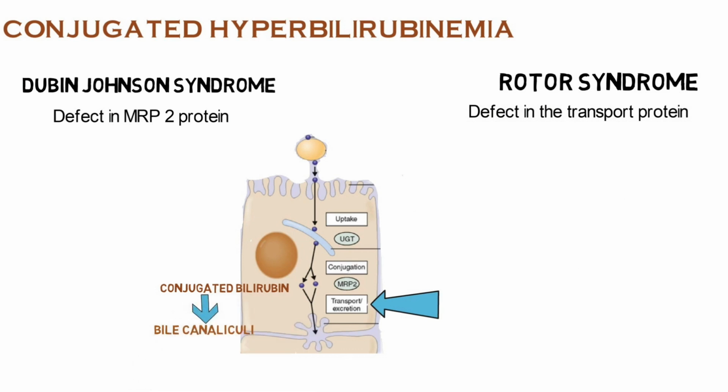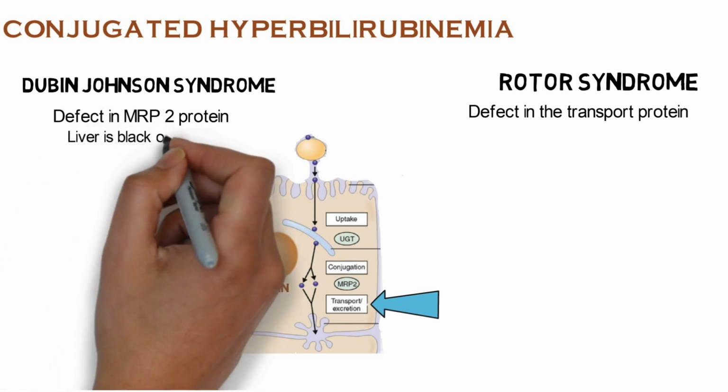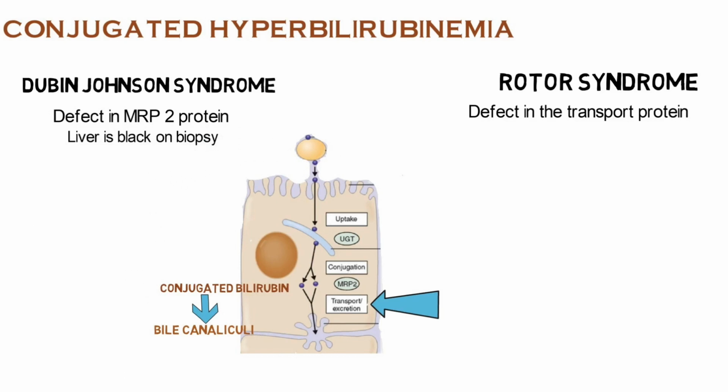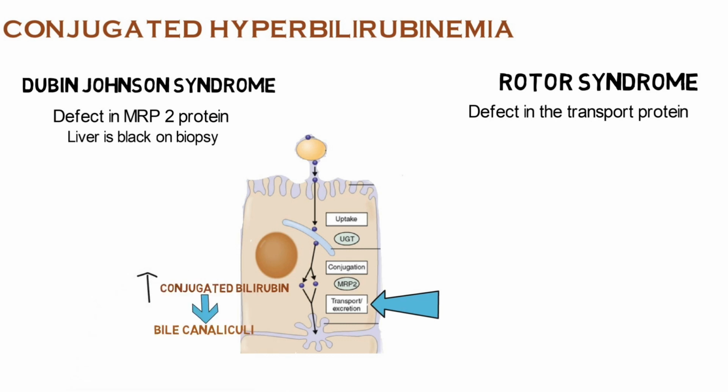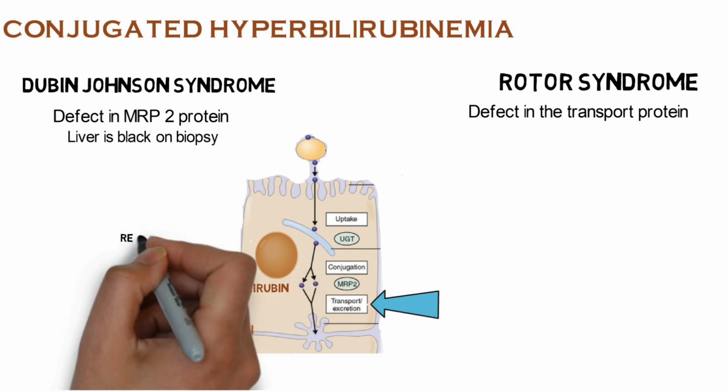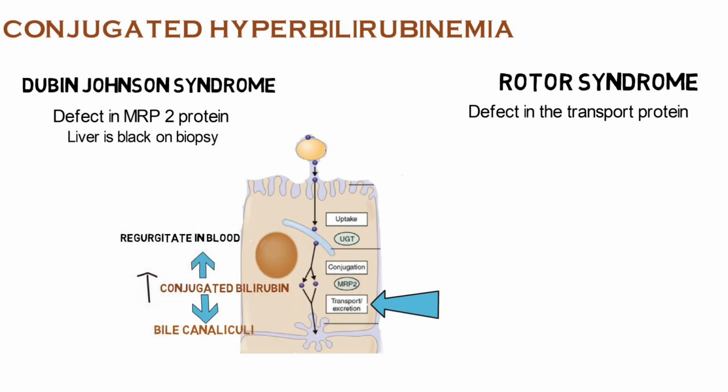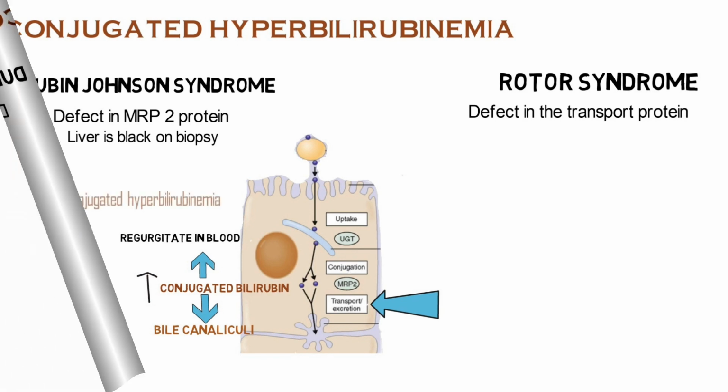into canaliculi. So the only difference which can be found is that in Dubin-Johnson syndrome, if you take a liver biopsy, the liver is black, which is not seen in Rotor syndrome. So in both of the genetic defects, there is a build-up of conjugated bilirubin in the liver. This excess amount of conjugated bilirubin will regurgitate into blood and it will result in conjugated hyperbilirubinemia.